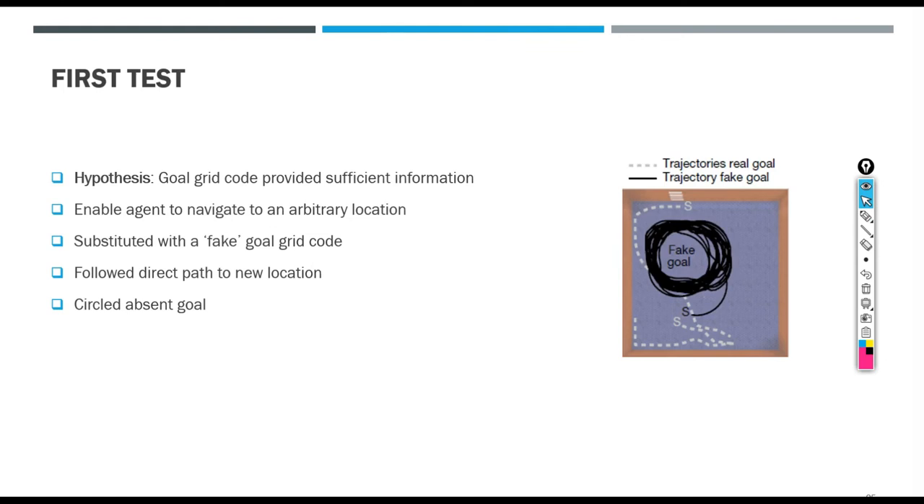So now, if we look at the first test, to assess whether the goal grid code provided sufficient information to enable the agent to navigate to an arbitrary location, the original goal code was substituted with a fake goal grid code, which was sampled randomly from a location in the environment. Here the agent navigated directly to the newly specified location and circled the absent goal. If we look at the figure on the right, we will see that after successful navigation, the policy LSTM was supplied with a fake goal grid code, directing the agent to a location where no goal was present. And we can see that the agent followed a direct path to this new location and circled the absent goal.